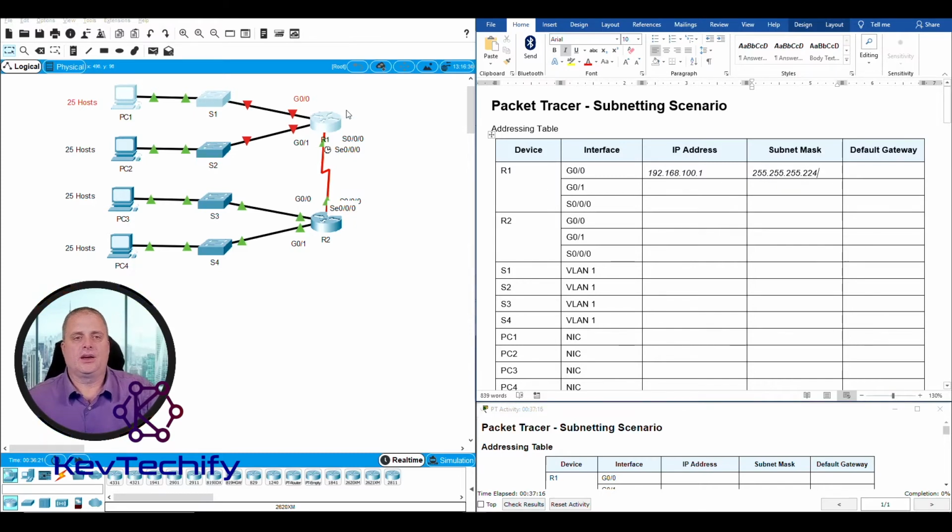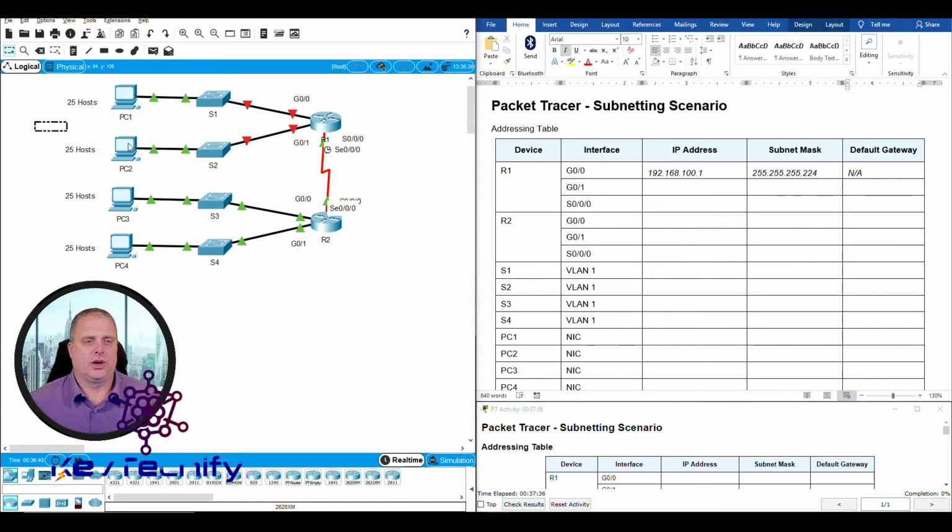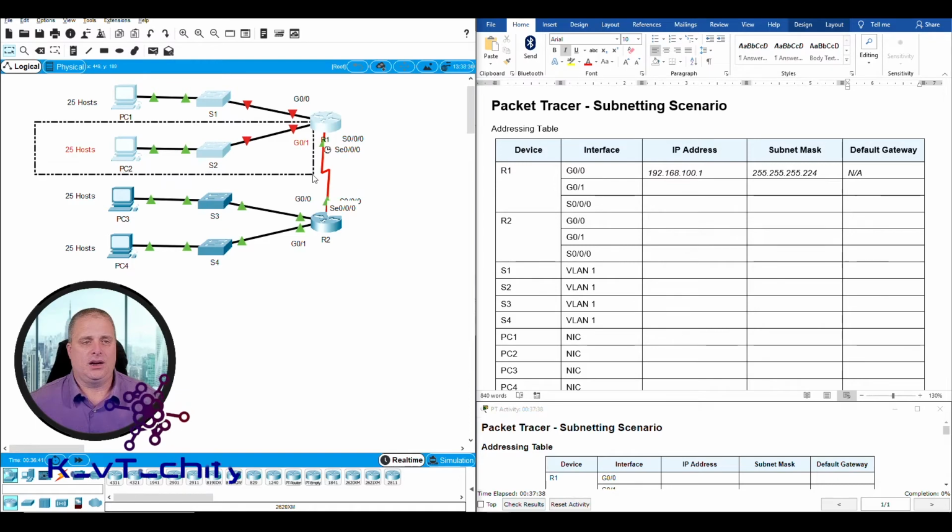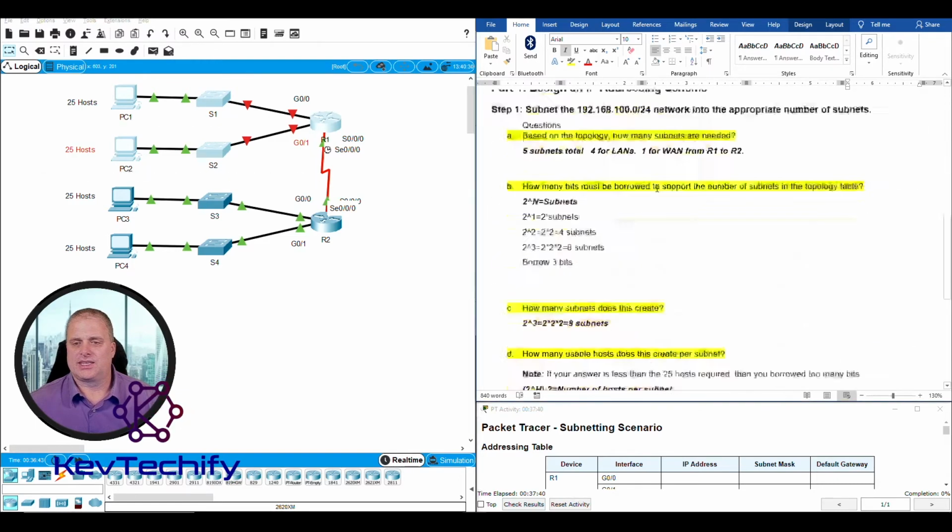This being a router, this being R1, does not have a default gateway. It is the default gateway for these local area networks, but the router itself does not have a default gateway. So this is basically non-applicable at this point in time. Then we go to the G0 interface. We are looking at this network right here. We assigned it the second network.